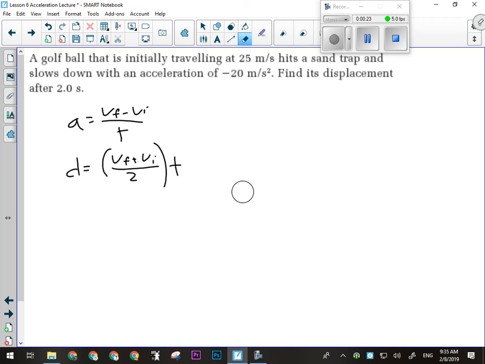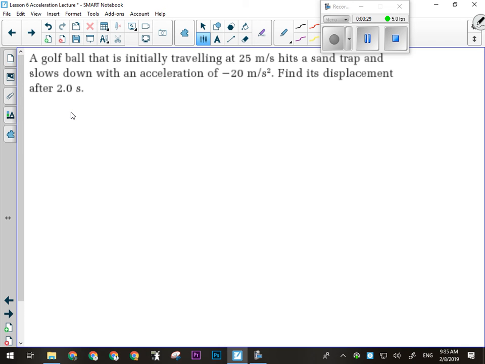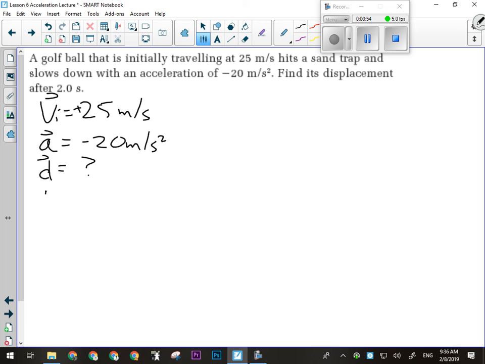So what we're going to do is look at what our givens are for this problem and then see how we do with it. All right, so in this one, we have a golf ball that is initially traveling at 25 meters per second. So they just told me VI. Okay, it hits a sand trap and slows down with an acceleration of negative 20 meters per second squared. All right, find its displacement after 2 seconds. Okay, so this is what we know. We have time, we have acceleration, we have initial velocity, and we are looking for D.